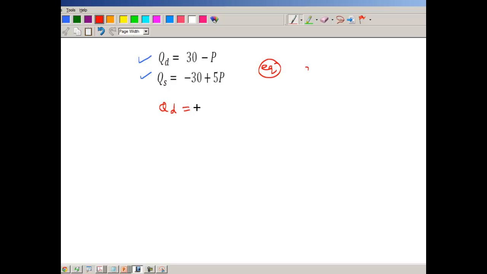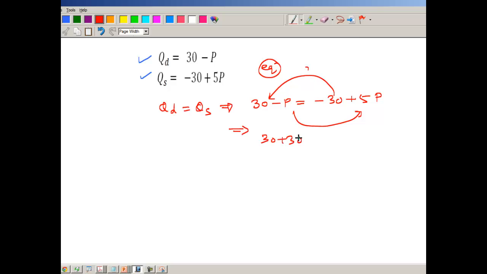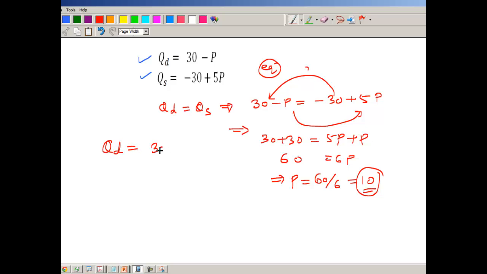As we know, quantity demanded is equal to quantity supplied at equilibrium. So 30 minus price is equal to minus 30 plus 5 times the price. We bring this to this side: 30 plus 30 will be equal to 5p plus p, which is 6p, and this is 60. So your price will be equal to 60 by 6, that is 10. So your equilibrium price is $10. What is the quantity demanded at the equilibrium price? You can compute it: 30 minus 10, so the quantity demanded is 20.